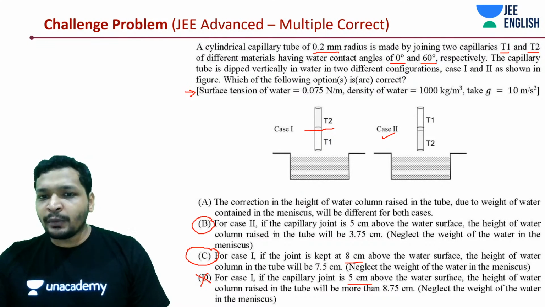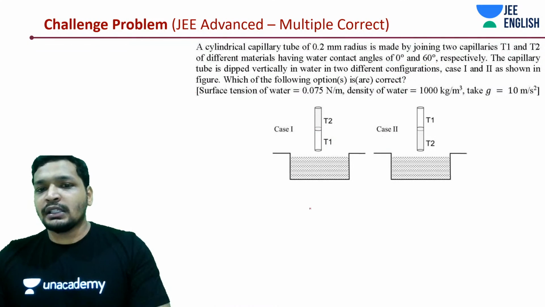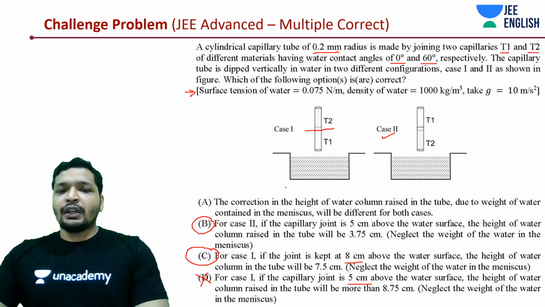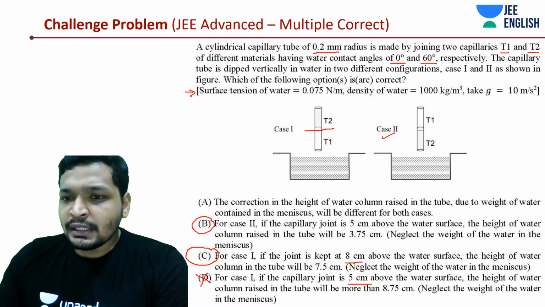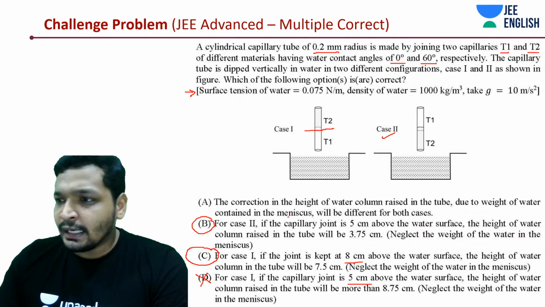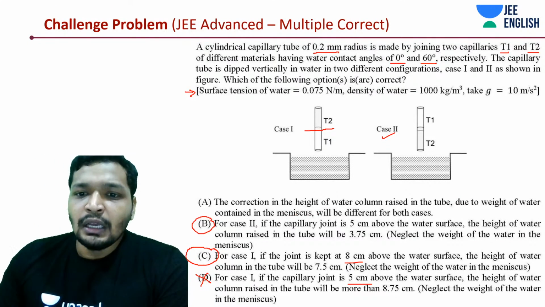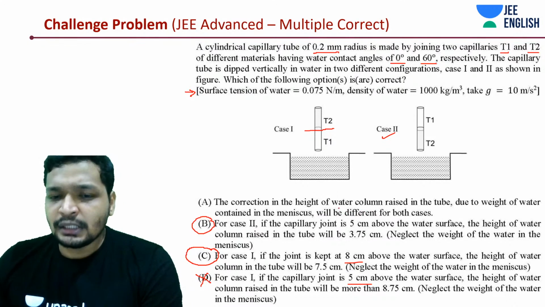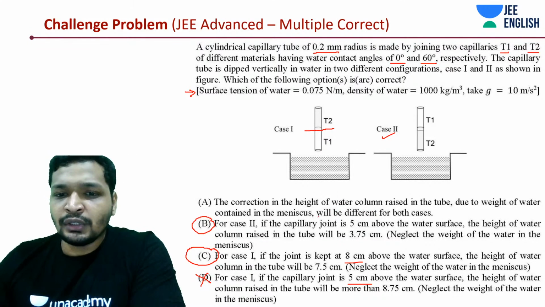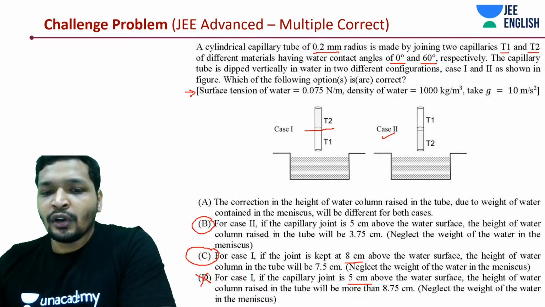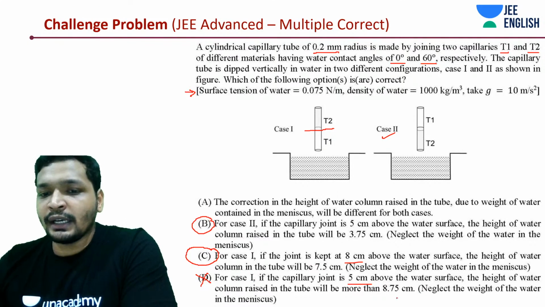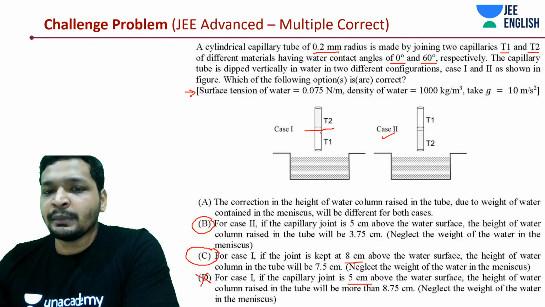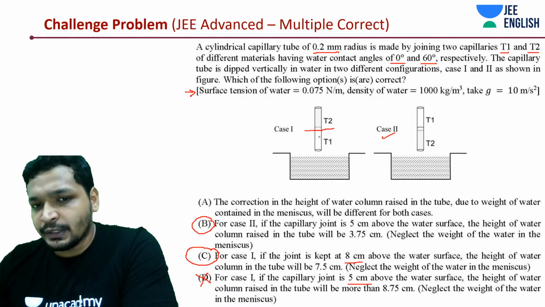A looks like a simple one because let's do it conceptually. Given to you is: the correction in the height of water raised in the tube due to the weight of water contained in the meniscus will be different for both cases. What do they mean by this? As you saw in case D, why did I directly say that it is not correct? If the joint existed at 5 centimeters, the water cannot rise above 5 centimeters.